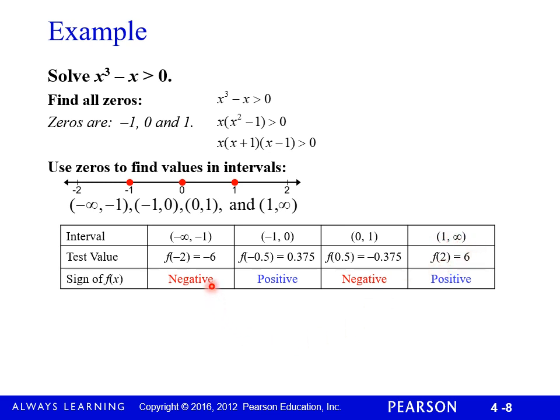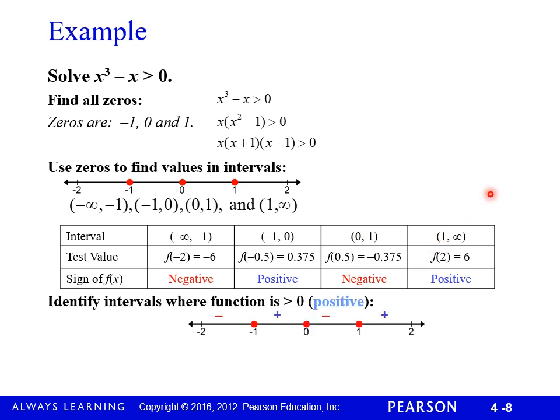Here we can see that the function goes from negative to positive to negative to positive, and in this case we are looking for positive results. When is the function positive? So it's positive in the interval between -1 and 0, and between 1 and infinity. Again, we can see that by the signs here. So our solution, in interval notation, is parenthesis -1 comma 0 parenthesis union parenthesis 1 comma infinity parenthesis.